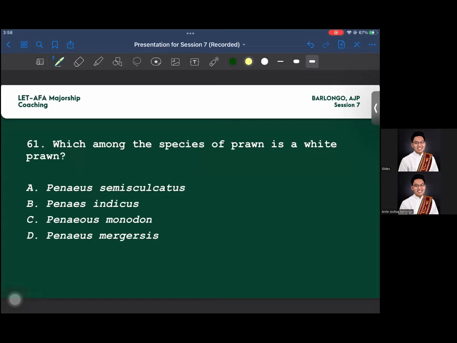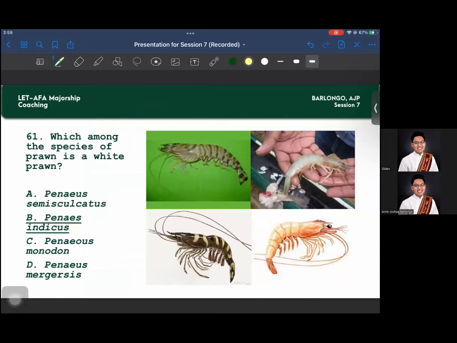Here is another item that we have already discussed from our fishery session. Which among the species of prawn is a white prawn? I have displayed different images on this item. A, Penaeus semisulcatus; B, Penaeus indicus; C, Penaeus monodon; or letter D, Penaeus merguiensis. The answer is letter B, indicus. It is called indicus because it is from India. This is also called the white Indian prawn. So from the name itself, it is a white prawn. You need to remember that a white prawn can be seen in India, so when this comes out in your licensure exam, you see indicus, India. Okay.